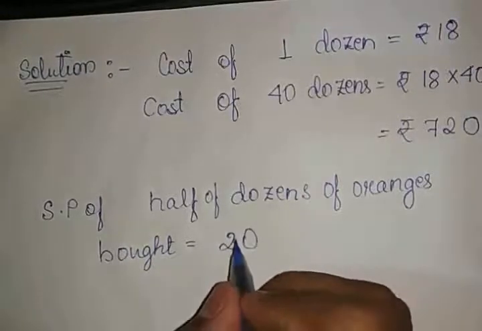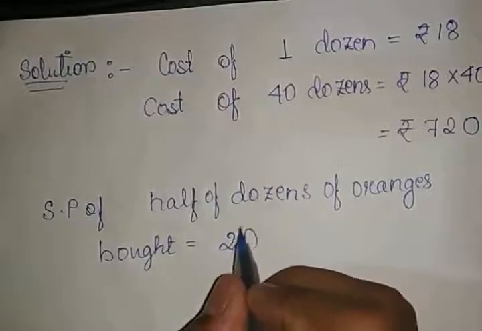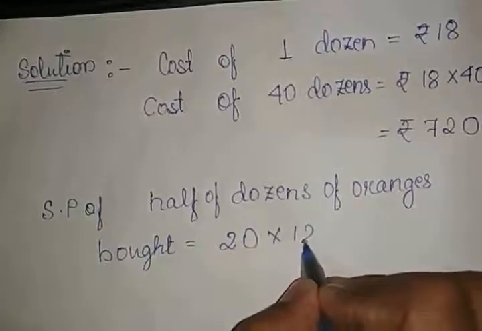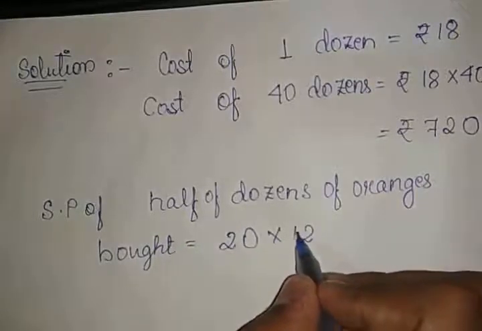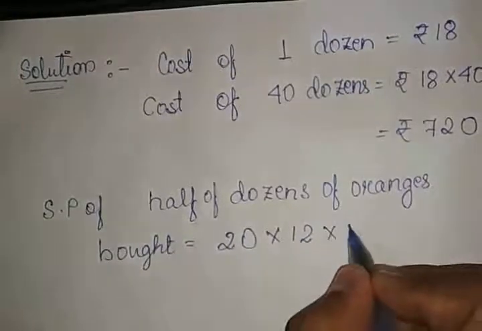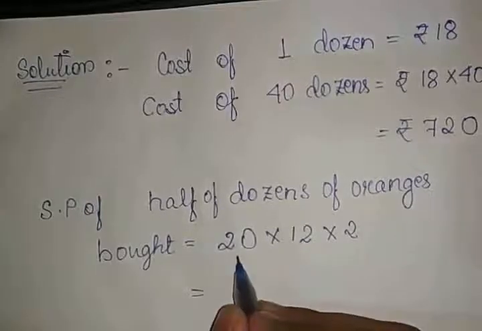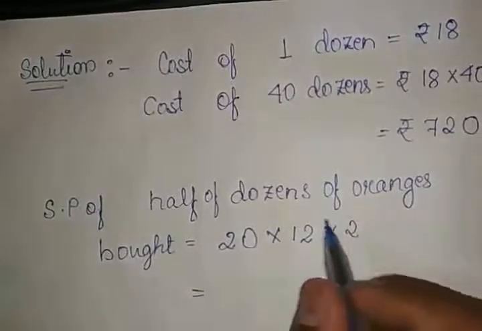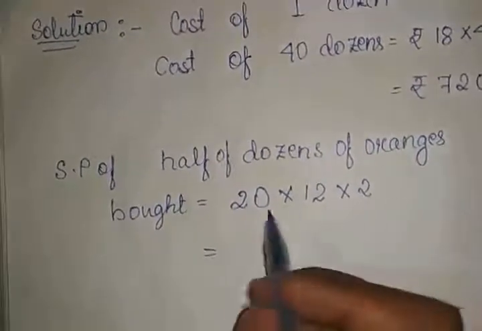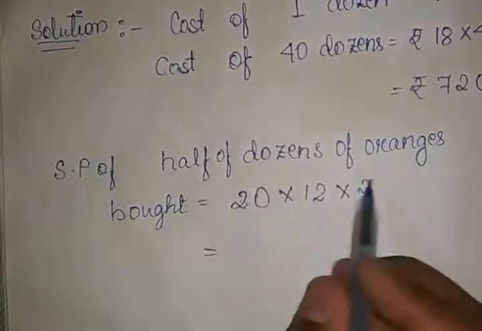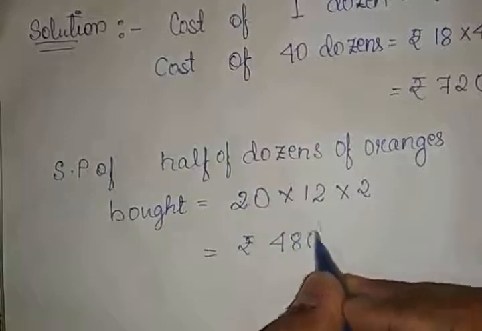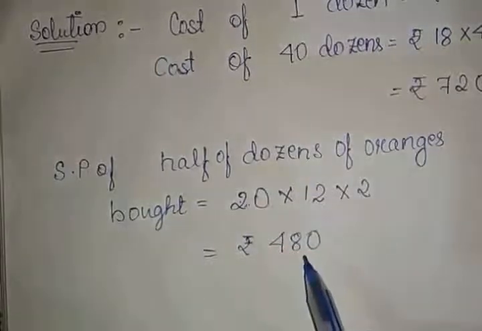Now if in one dozen there are 12 oranges, then in 20 dozens, how many oranges will be there? 20 multiplied by 12. And he has sold one orange at rupees 2. It means 20 dozen oranges at rupees 2, how much will he get? After multiplying this, 20 into 12, 12 twos are 24, 24 twos are 48. It means that he sold half of the oranges at rupees 480.